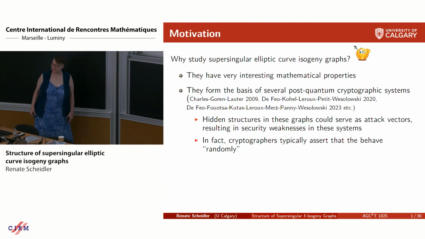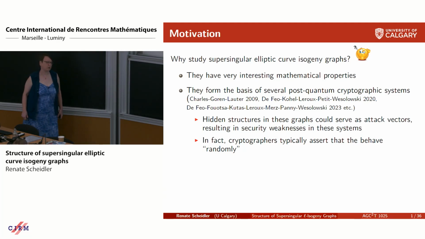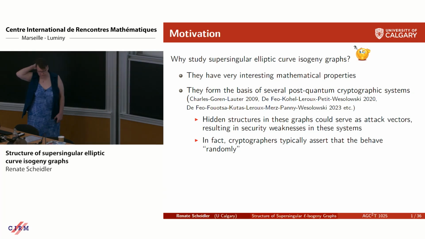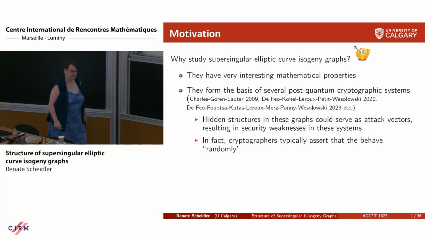The first one essentially was the Charles-Goren-Lauter hash function, which used these isogeny graphs to develop a secure hash function. The next reference here is the SQISign cryptosystem and its variants, and the last one is the SCALLOP cryptosystem and its family, et cetera, which refers to all the variants that various people have done from this.